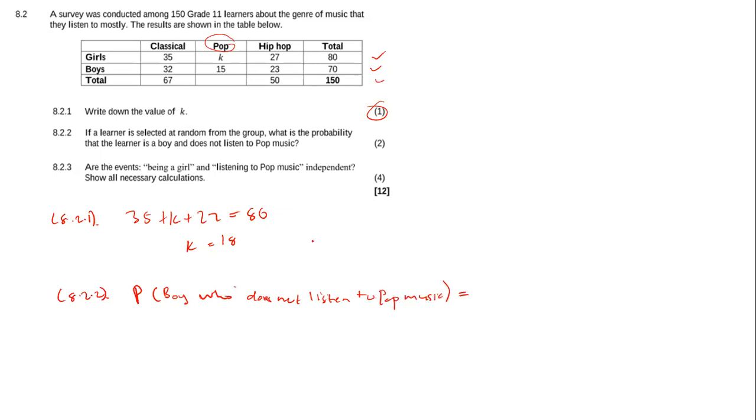So that means he listens to what? He listens to classical and hip hop and is a boy. So we go to our contingency table, we look for boy. So now these are the boys who listen classical. These are the boys who listen pop. These are the boys who listen hip hop.